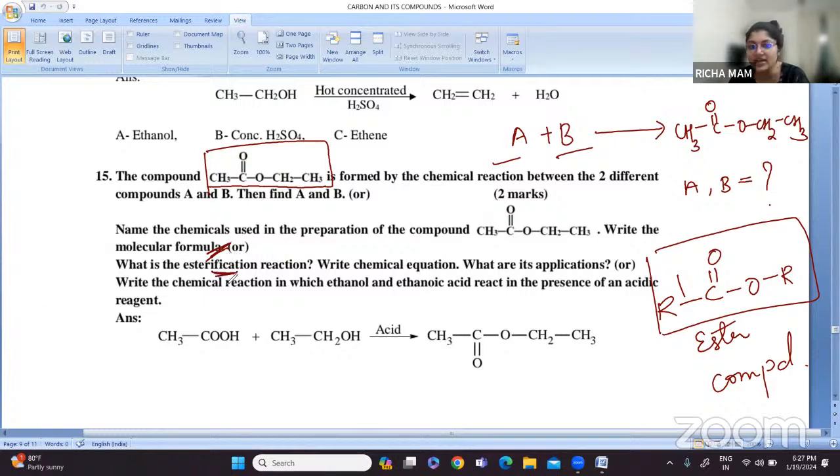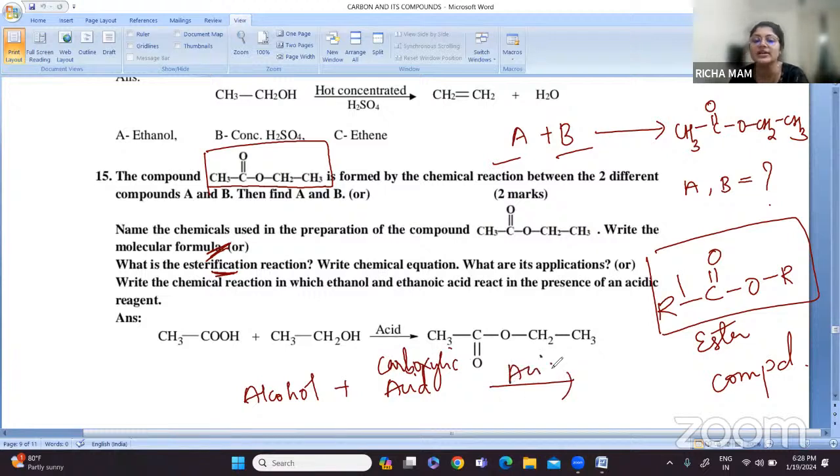So what is esterification? Esterification reactions are those reactions where alcohol and carboxylic acid react in the presence of acid, that is H2SO4 acid, to give you ester. What does it give you? It gives you ester. Okay, fine.